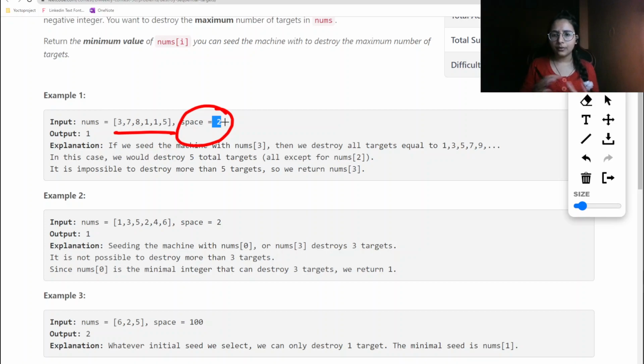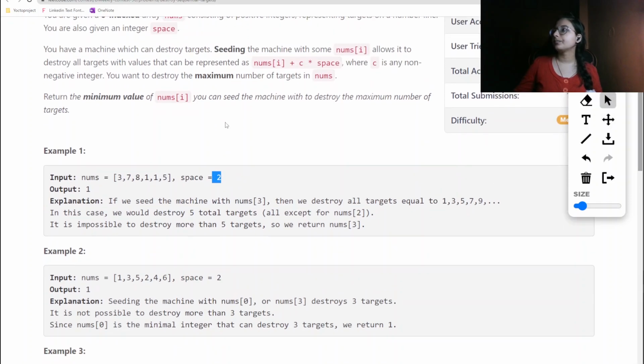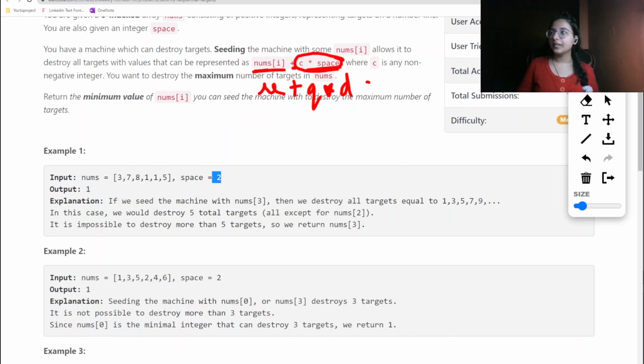And why I'm saying this particular thing, see, what we are required to do is, whatever nums is there, that would be added to the space, and the space is basically multiplied with some arbitrary integer, right? So here, if you check, remainder plus quotient into divisor equals dividend, the formula which is being there.